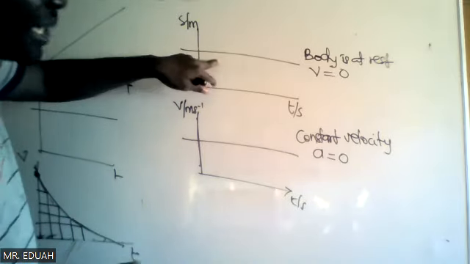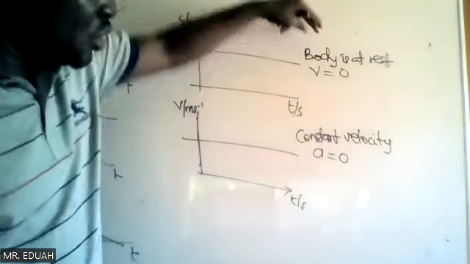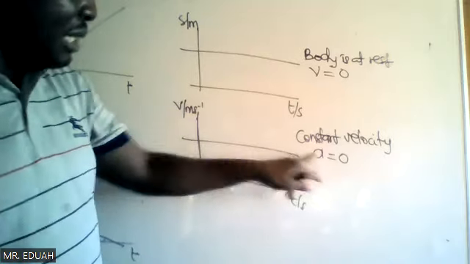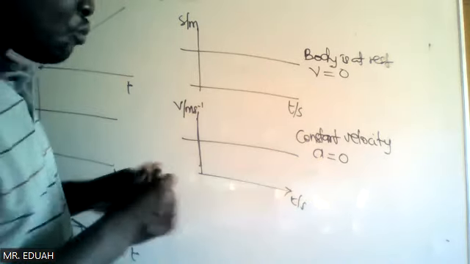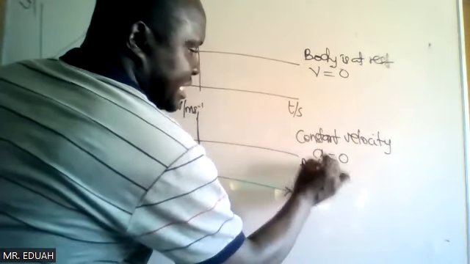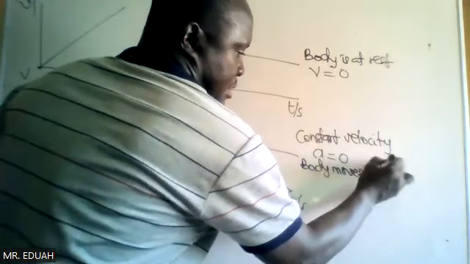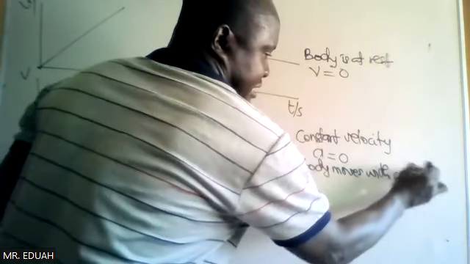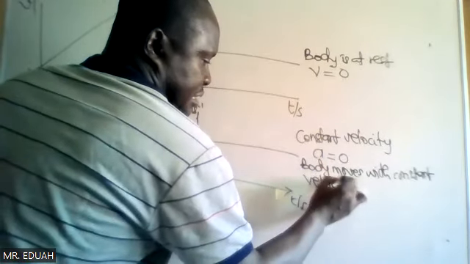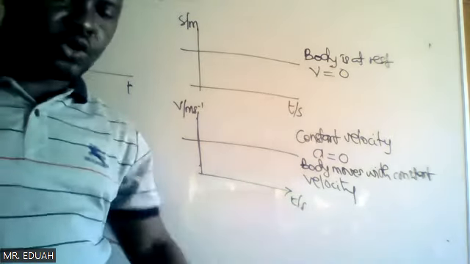Okay, here slope is 0. Once the slope is 0, it means velocity is 0. So the body is at rest. Slope is 0, meaning acceleration is 0. So the body moves with constant velocity. The body moves with constant or uniform velocity.